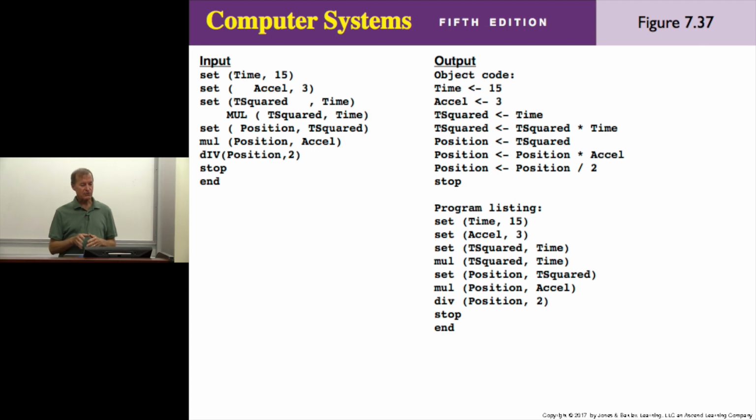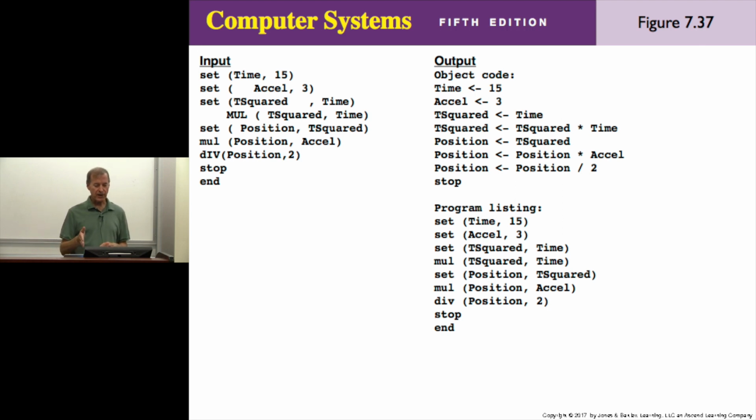So let's just remember what the language is. In this language that this translator translates, it has a set of mnemonics called set and mul and div and stop and end. And then this language has some parentheses with a couple of arguments maybe, or maybe some of them just have one, like the absolute value just has one argument. And some of them have no arguments, so the stop and the end are unary.